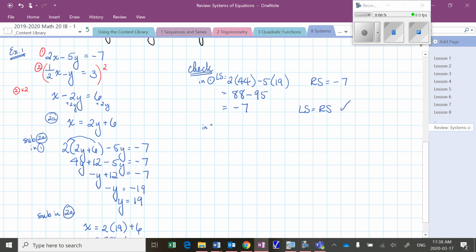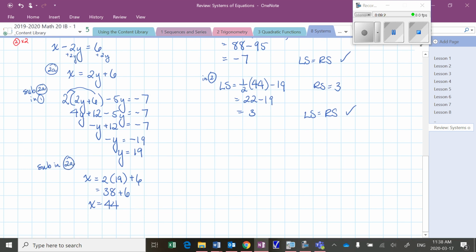So now we'll check it in our second equation. We're going back to our original, so the left side was 1/2 of x, so 1/2 of 44 minus 19. Half of 44 is 22 minus 19, which is 3, and our right side is also 3, so left side equals right side, and that is good.